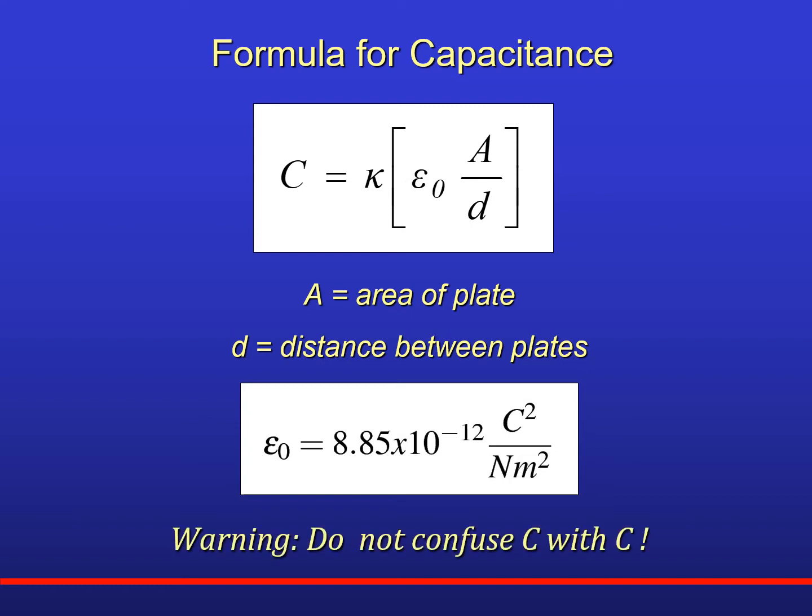Warning, do not confuse C with C. What do I mean by that? Look at the top. The first equation, we're calculating C, the capacitance. Now, in this last definition of the constant, we have, as a unit, Coulomb squared. Yes, we're using this capital C twice in the same context. Once to stand for capacitance, once to stand for Coulomb. You have to be able to sort it out from the context.